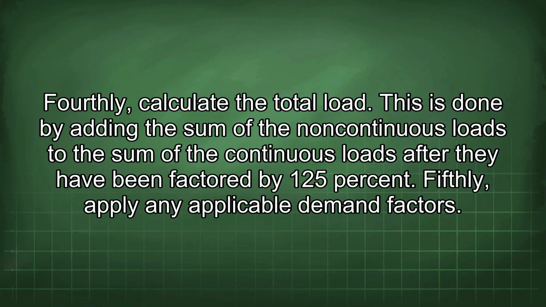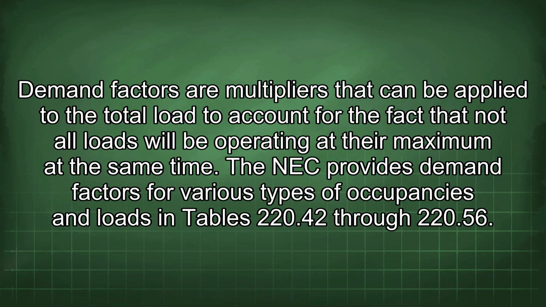Fourthly, calculate the total load. This is done by adding the sum of the non-continuous loads to the sum of the continuous loads after they have been factored by 125%. Fifthly, apply any applicable demand factors. Demand factors are multipliers that can be applied to the total load to account for the fact that not all loads will be operating at their maximum at the same time.